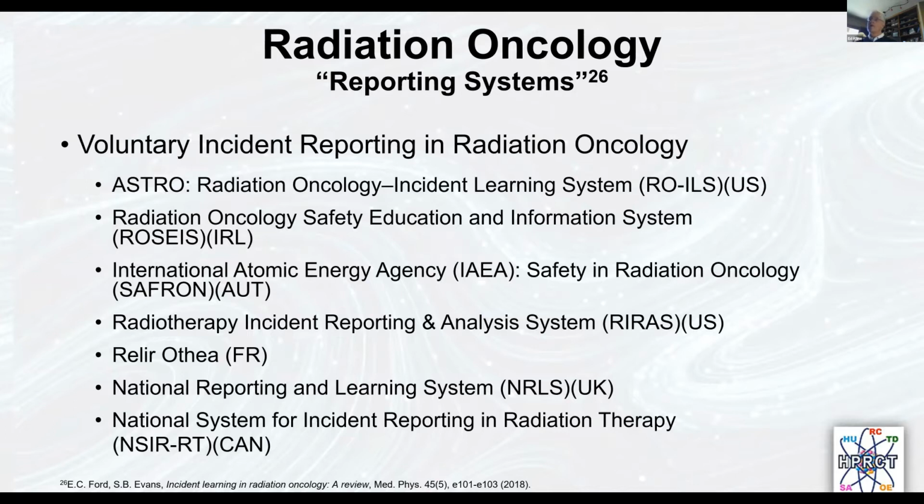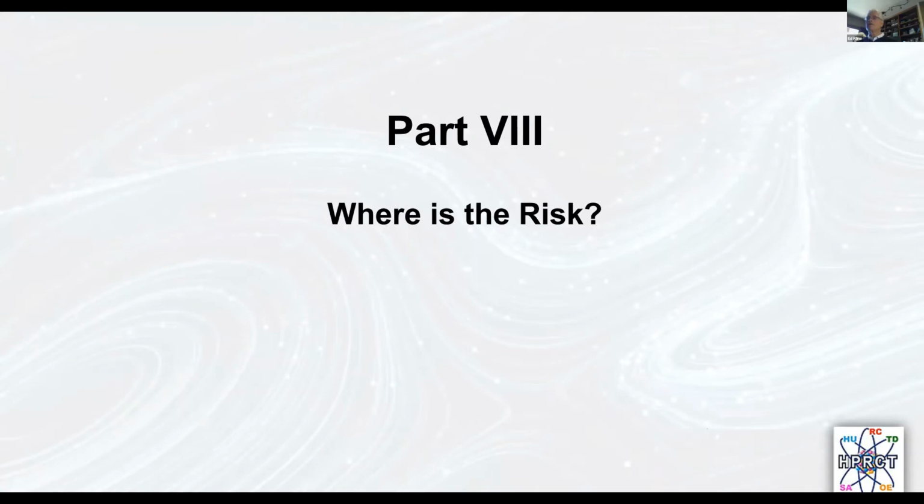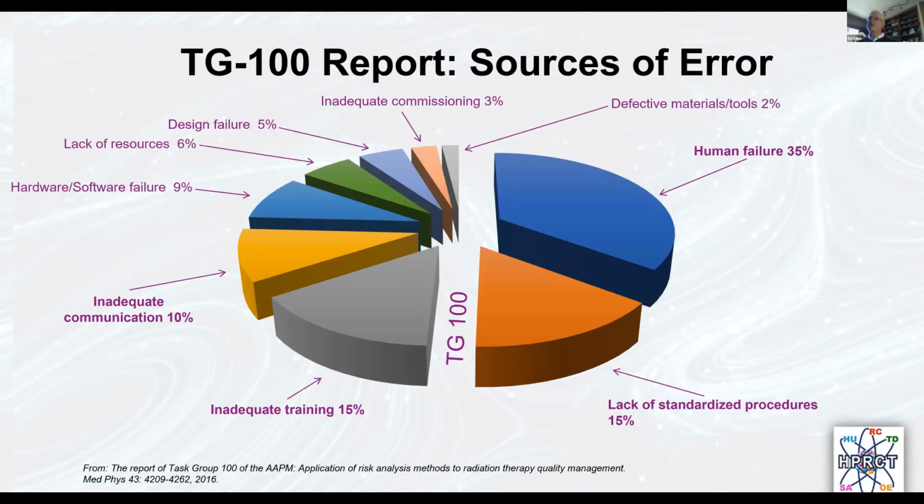They're all over the world, and some are quite nice. They have a lot of detail. And so a lot of the data that we collect comes from these multitudes of systems. So where is the actual risk in the total scheme in radiation oncology?